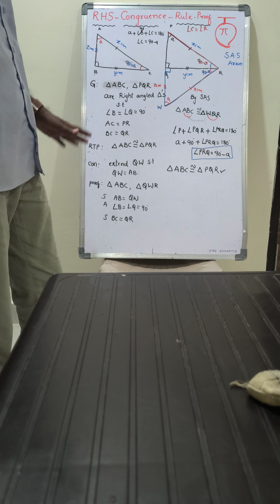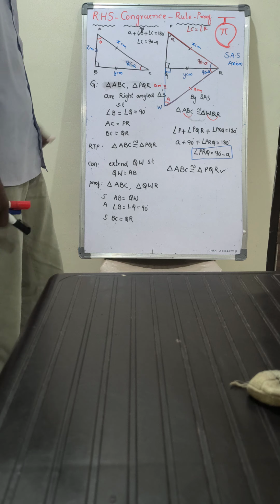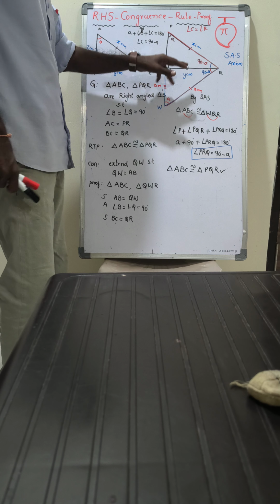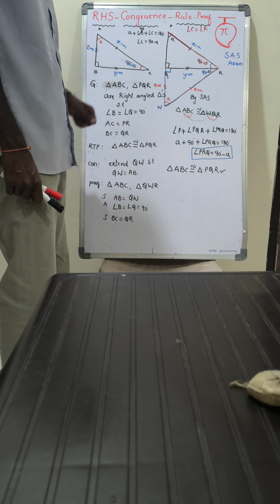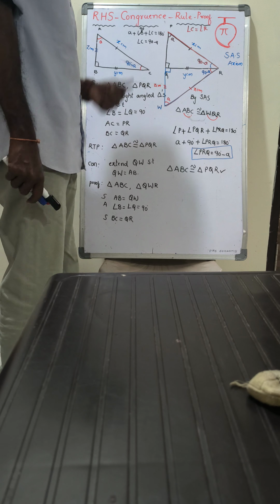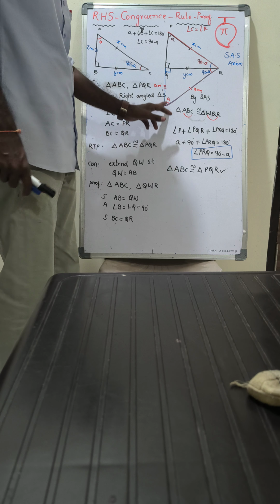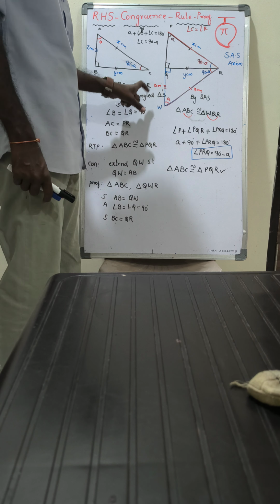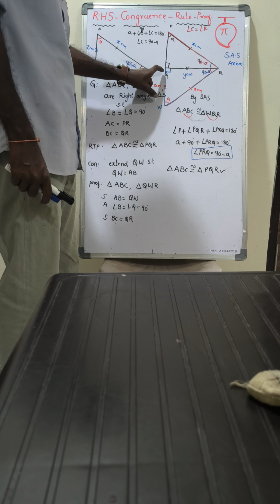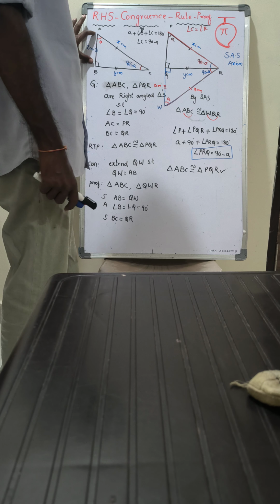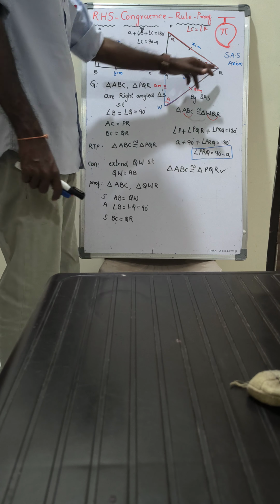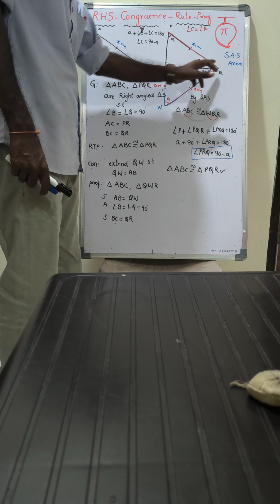I just wanted to explain the whole idea once again. First we take up the two right angle triangles with the hypotenuse and one side equal. Then we cannot prove these two triangles directly congruent. So we are constructing an extra triangle, extending PQ up to W such that QW is equal to AB. And then we join R and W. We are getting a new triangle WQR.